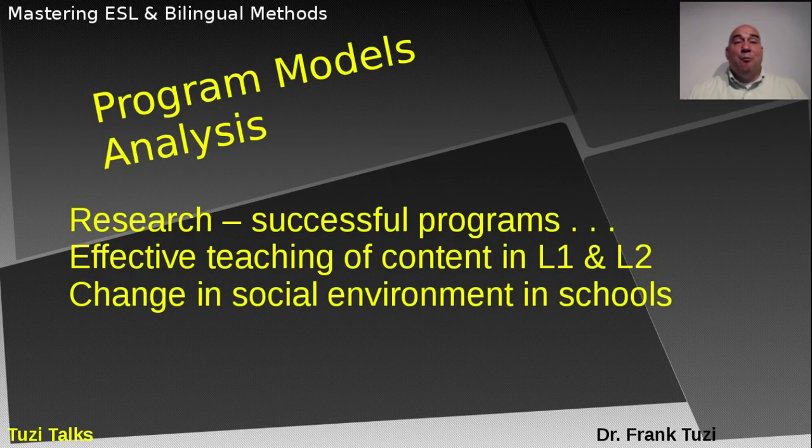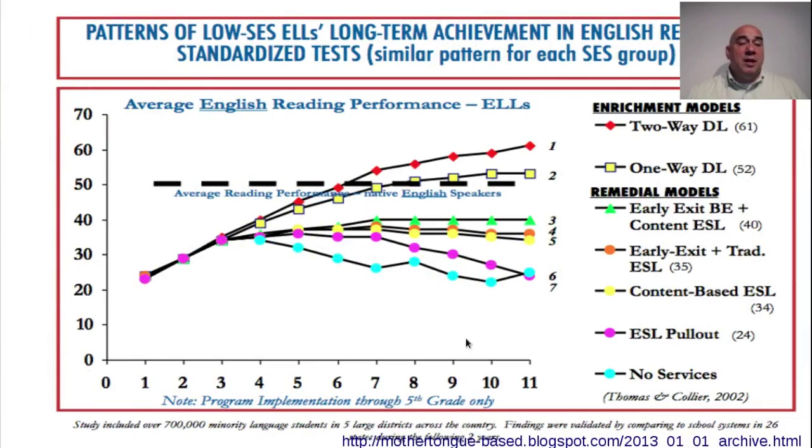Additionally, the effective programs were programs where there was a social environment that encouraged interaction for everybody in the school. There was no one group being ostracized. Ostracizing means that you're going to raise the affective filter, and raising the affective filter, of course, is going to limit the amount of language learning that's possible. And so that's the major research that you look at.